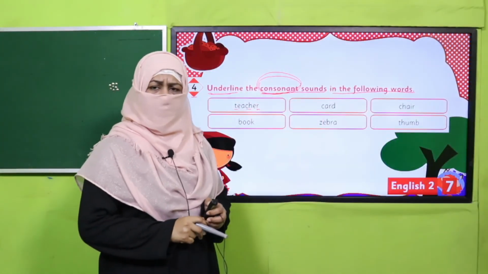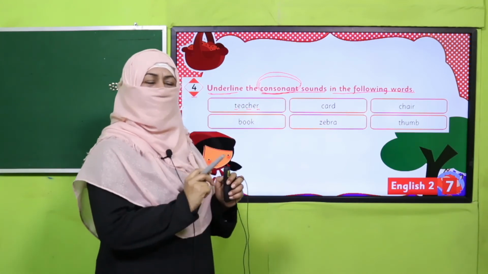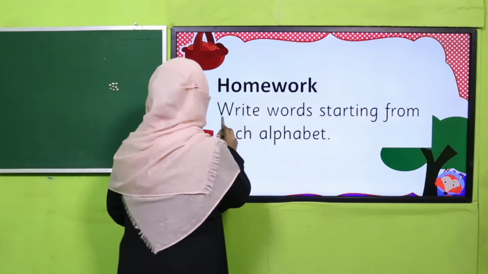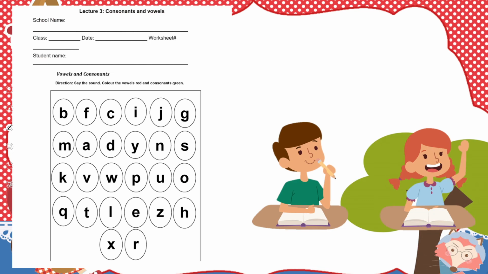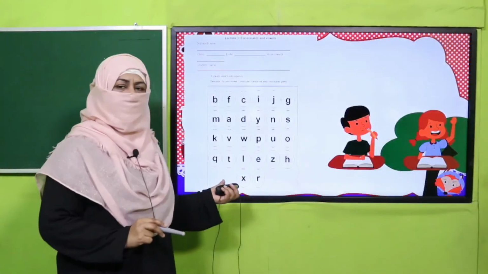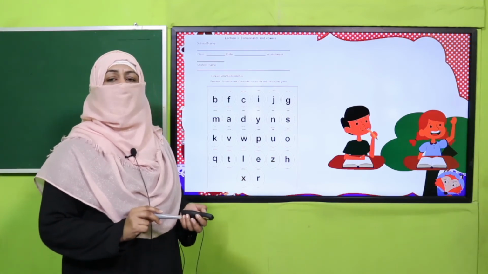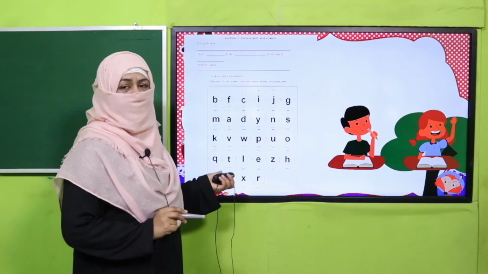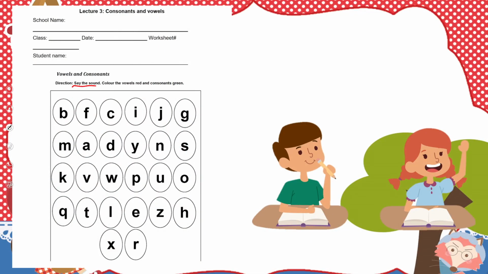Yes, my dear children, are you done with it? Now you are well versed with the practice of vowels and consonants. Good. I'm giving you homework. You will write words starting from each alphabet. Okay. And here is a worksheet. My dear fellow teachers, this worksheet, lesson plan, and PowerPoint presentation links are there. You may click it, download it, and kindly provide a printed worksheet to students for practice. And students, what you will do? All the letters are here. You will say the sound. You will color the vowels red and consonants green.